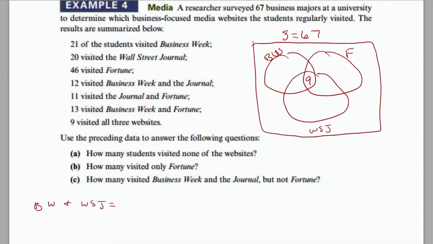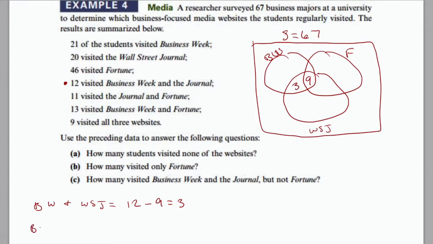So let's do Business Week and Wall Street Journal. That's going to give me 12 from here, minus the 9 that visit all 3. We have a total of 3. Therefore, 3 goes right there.